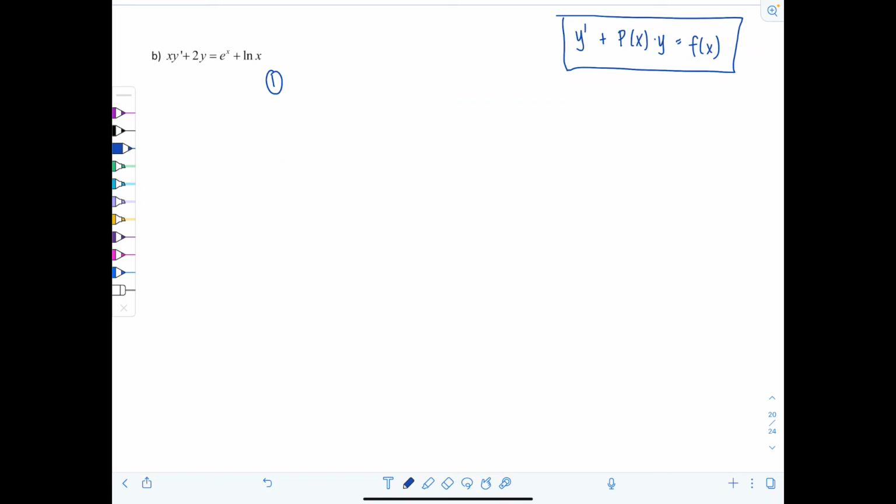So we've got y prime, I'm going to divide everything by x. Y prime plus, I'm going to write this as 2 over x times y. Try to keep that y to the first power a little bit separate. And then this is equal to e to the x plus natural log of x over x. So yes, this is totally linear. Notice, here's my p of x. And then here is f of x. Bam.